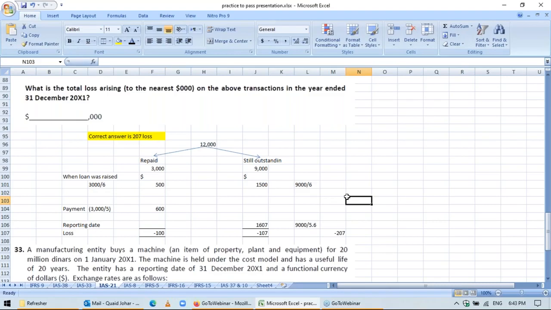So this is the treatment. The question asks, what is the total loss arising, to the nearest dollars in thousands, of the above transaction in the year ended 31st December 2001? So it's 207,000, but you have to give it in thousands. It's 207, right? So students, you can copy this answer, and I'll be giving you a minute for it. I'm muting my voice for a minute, and then I will restart, right?